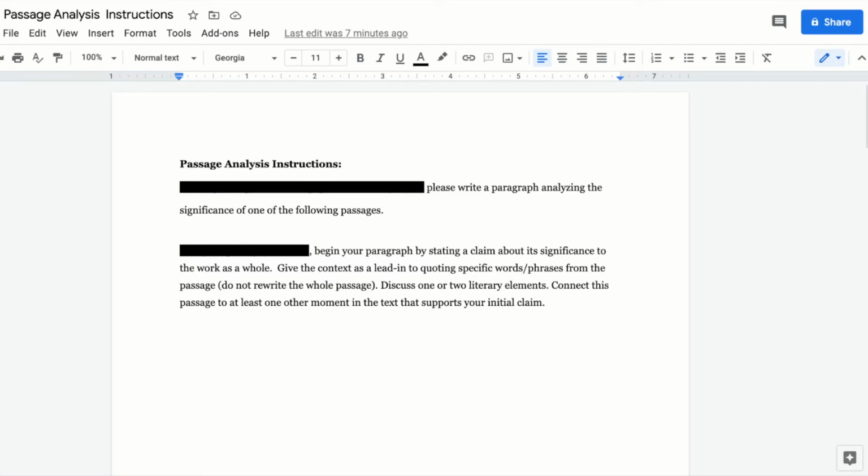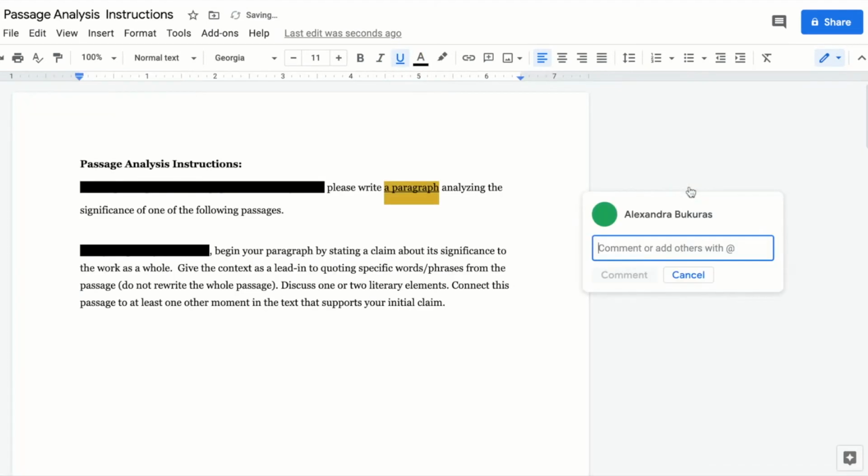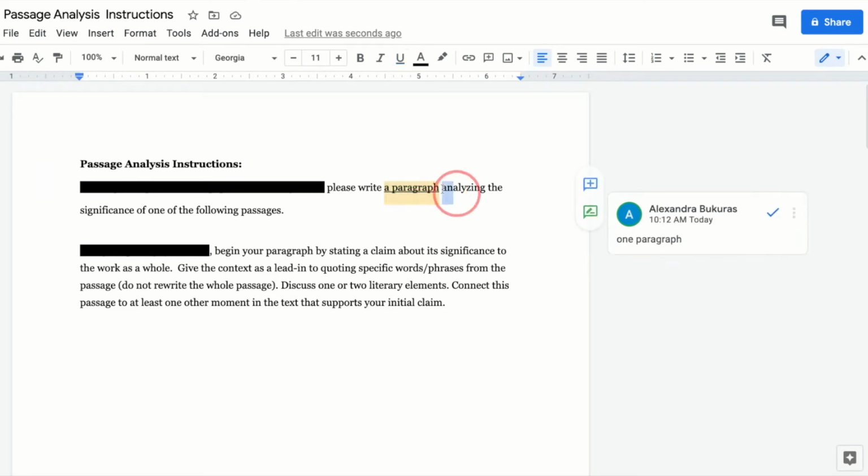Please write a paragraph analyzing the significance of one of the following passages. There's a few important bits of information here. A paragraph means one paragraph. So I'm going to underline that and then make a comment saying one paragraph to remind myself that that is the only amount of writing I'm going to do. Analyzing the significance of one of the following passages. Now this is the task at hand. This is exactly what is being asked of me in this assignment. So I'm going to bold that.